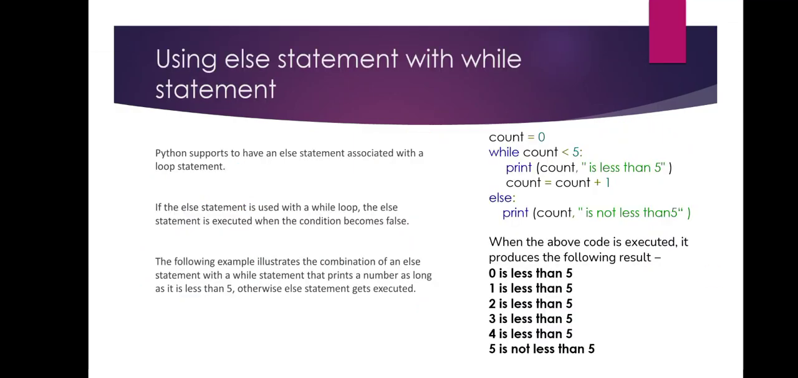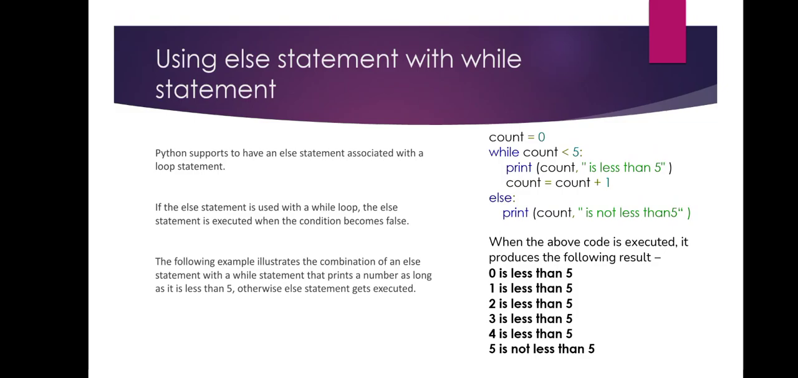So next we will see using else statement with while statement. Here we are using a while statement with else statements also. Python supports having an else statement associated with a loop statement. If the else statement is used with a while loop, the else statement is executed when the condition becomes false. In the previous example we didn't use the else statement. Here we are using it. That means if the condition is true, it executes the statements inside the loop, otherwise it executes the else statement.